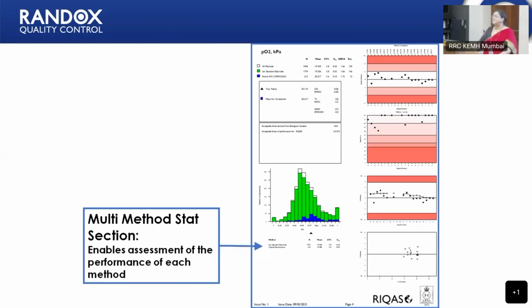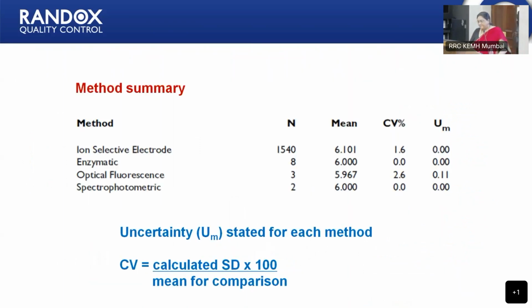The third section is a multi-method stat section. This again enables the assessment of the performance of each method. Here, all the methods that are registered for that particular parameter with us are listed, the number of participants falling in that peer method, the method mean for that particular sample, the CV and the uncertainty of measurement.